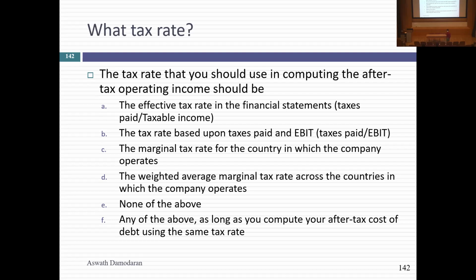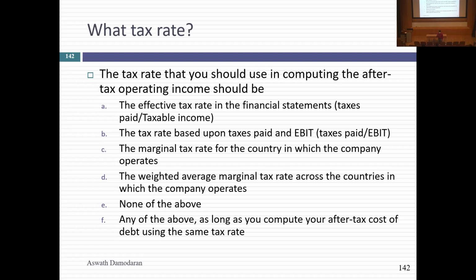You could use the marginal tax rate of the country in which your company operates. So if you're a US company, you'd be using 25 or 27%. An Indian company would use 34% or 33%. Brazil, 34%. If you're a multinational, maybe you should be using a weighted average marginal tax rate of all the countries that the company operates in. Maybe it's none of the above, in which case I'd love to hear what you'd use instead. Or it'd be nice if the last choice were the right choice, which is use any tax rate you want as long as you're consistent.